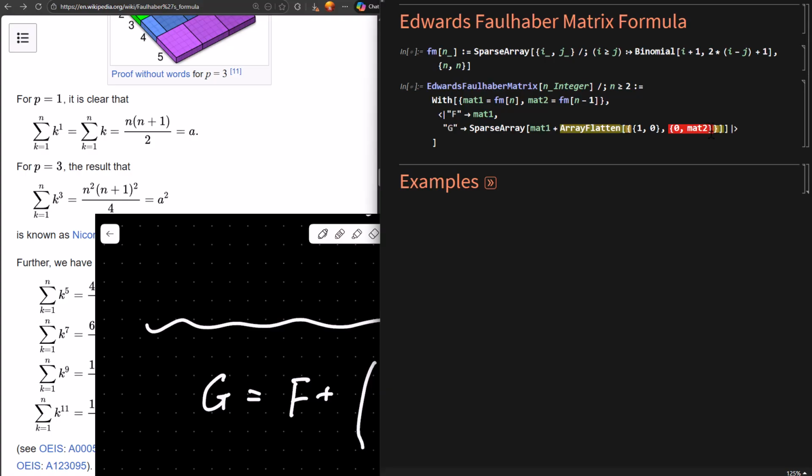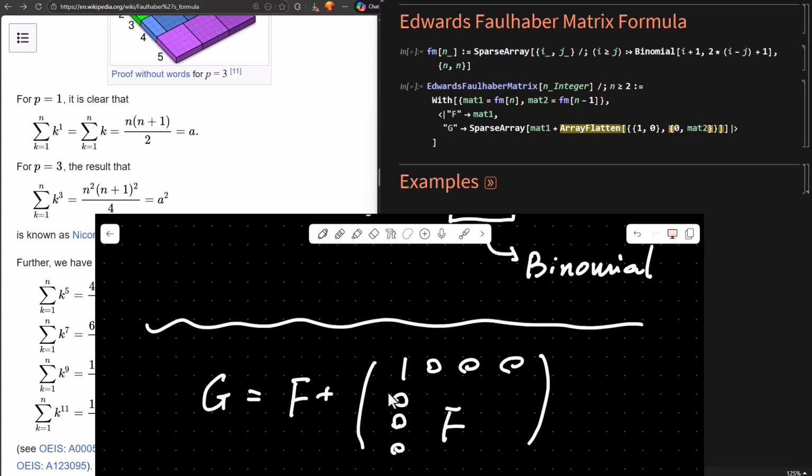Second element, 0 mat2. The 0 corresponds to the 0 here. And you can see mat2 is precisely between these zeros and these zeros. So this array flatten will automatically fill the actual value in this region for us. And what is mat1 and mat2?